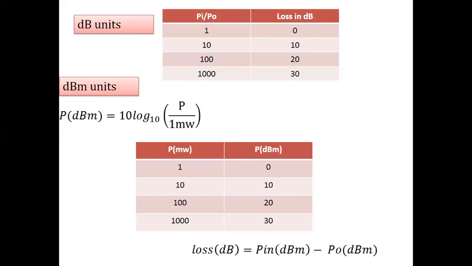The calculation becomes very easy. For example, we can represent the loss in dB simply: we know the attenuation is equal to 10 log of P_in divided by P naught. For a multiplication, and for a division we take a subtraction. So logarithmic terms can be easily converted into addition and subtraction. So for the loss in dB, we can write the value as P_in in dBm minus P naught in dBm.